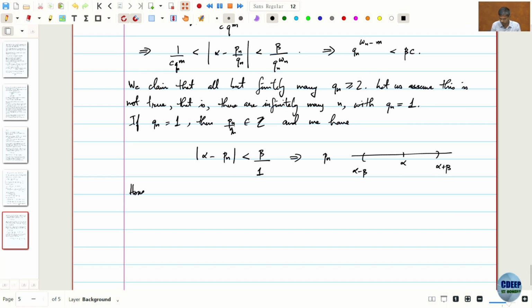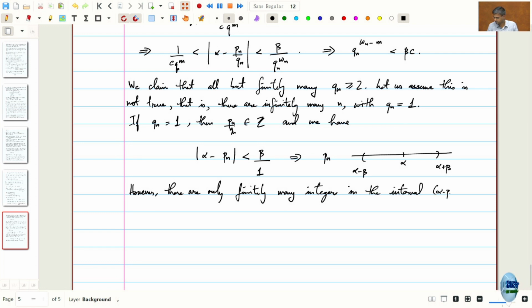However, there are only finitely many integers in the interval alpha minus beta, alpha plus beta. And since we assumed all the Pn by Qn's were distinct, we get a contradiction. So only finitely many Qn's here can be 1. Thus there exists some N such that for all n greater than or equal to N, Qn is strictly greater than 1, or equivalently Qn is greater than or equal to 2.